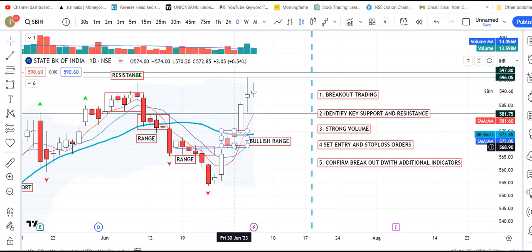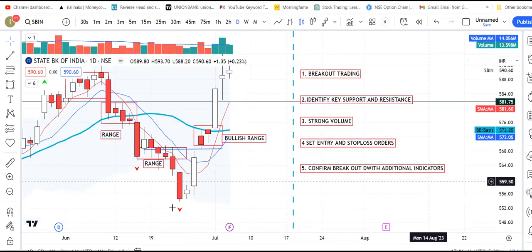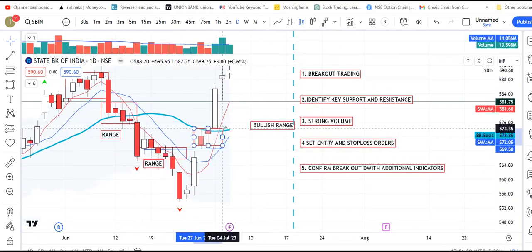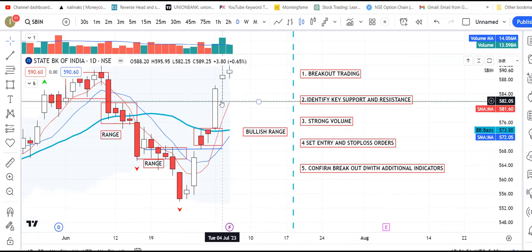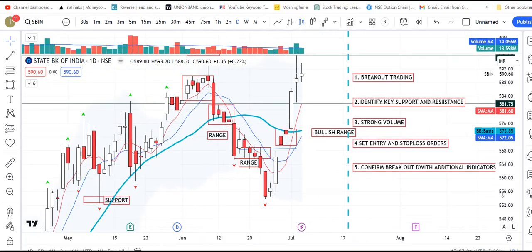So you have to apply the logic. Here you can anticipate the breakout of the range. What you have to do is mark the range. This is the bullish range. Mark the range, and once price opens above this range, you can enter into a trade. These are the ways you can make profit in intraday trade.